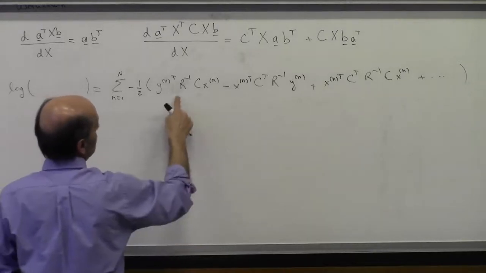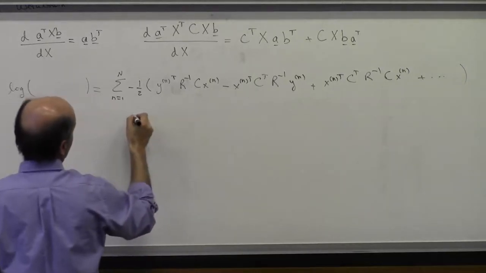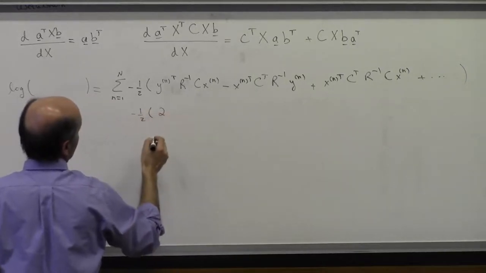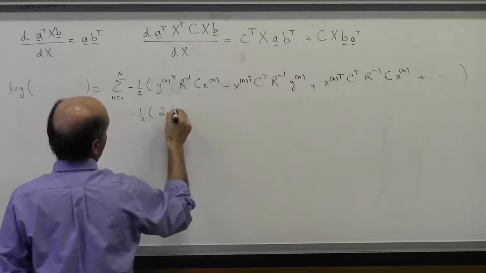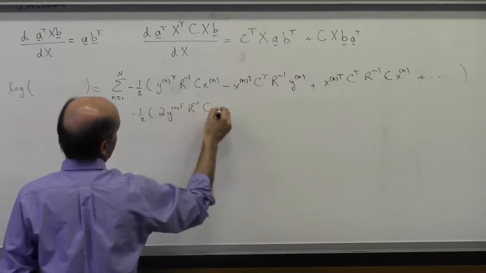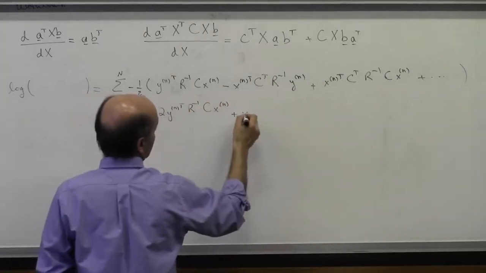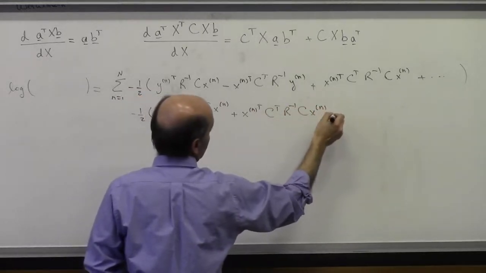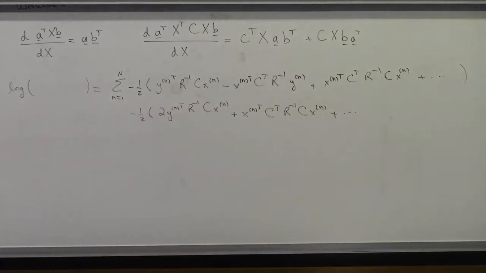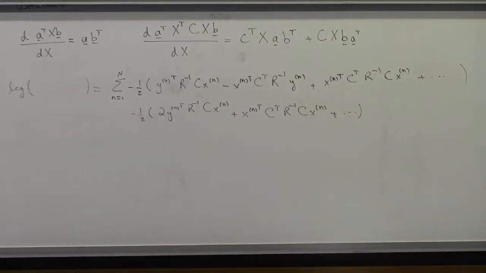Scalar quantity, which means that these two terms are the same, because this is the same as this. This is the transpose of that term. So that's equal to minus 1 half, 2 times y of n transpose R minus 1 C x of n, plus x of n transpose C transpose R minus 1 C x of n, plus so forth. Okay, so I can find the derivative of these, and I don't have any more C's, right? That's the only place where C appears.